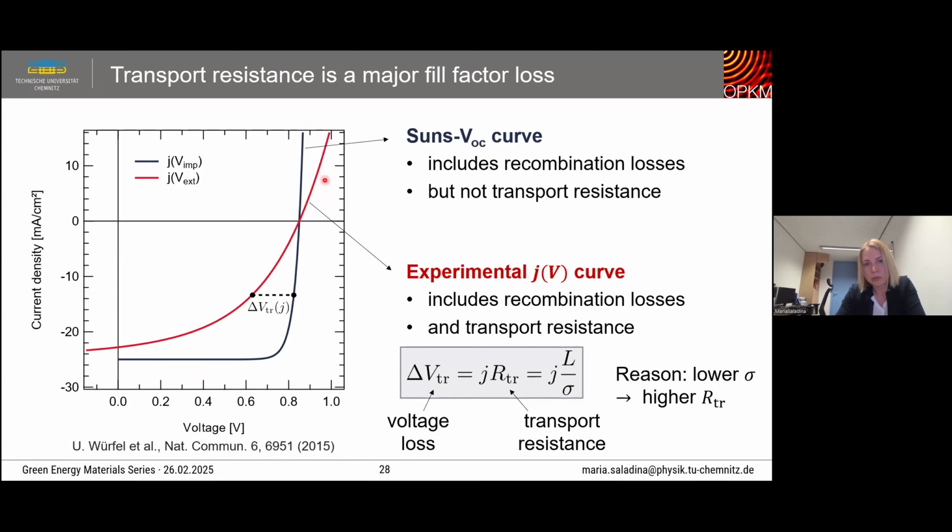So slow conductivity leads to an additional slope of the experimental JV curve. And this difference in slopes of the JV curves leads to the voltage loss that we call voltage loss due to transport resistance. And yes, it's directly related to transport resistance times the current density. And it becomes larger for materials with low conductivity.